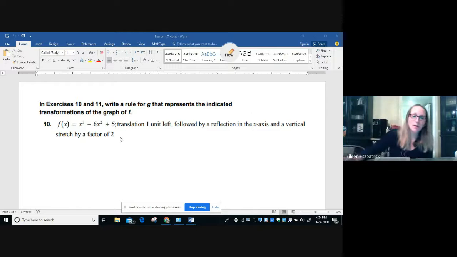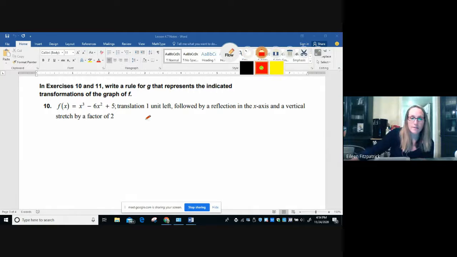It says translate 1 unit left. If we translate 1 unit left, is that number usually inside the parentheses with the x or outside? Is it a -1 or a +1? It should be a +1 inside the parentheses with the x. So everywhere I see an x, oh, I need a pen.